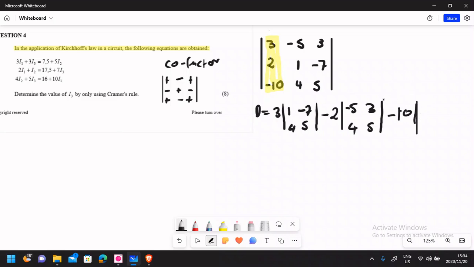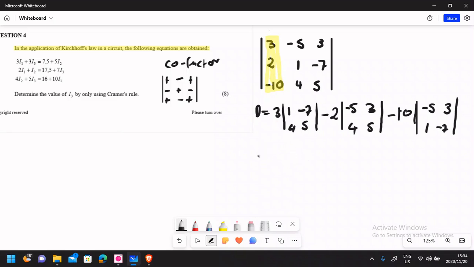So we're left with what? -5, and then we have 3, and then 1 and -7. Okay, let's double check, guys, if this is correct. Remember, we are cancelling this row here and that column. We're left with negative 5, 3, 1, negative 7. All right, so we are fine. Okay guys, I hope you can do this one here.